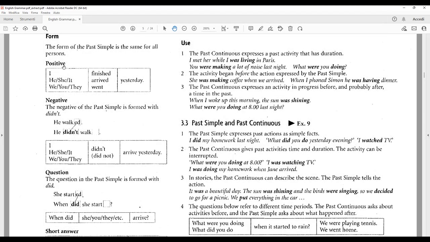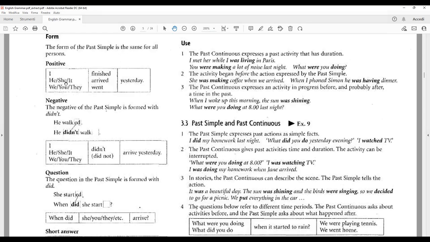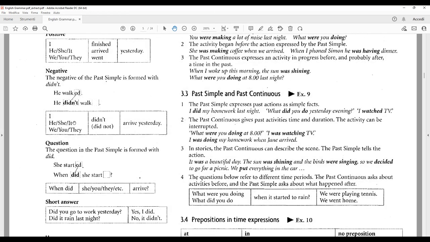Let's take a look at the positive form. I arrived yesterday. The positive form, I arrived yesterday, okay? In the negative form, I didn't arrive yesterday. Quindi, nella forma negativa non si ripete l'ed. Quindi non è I didn't arrived yesterday. Doesn't sound too nice, right?